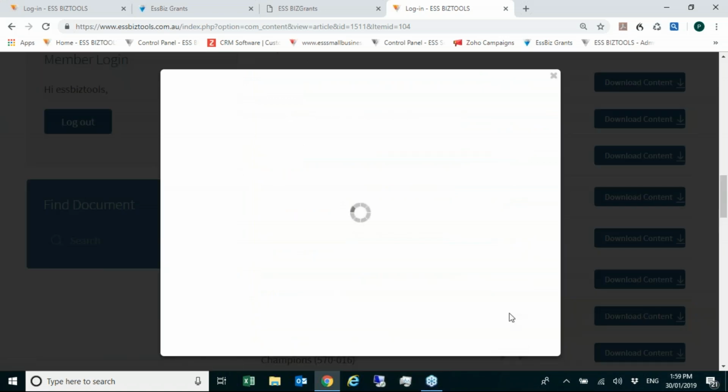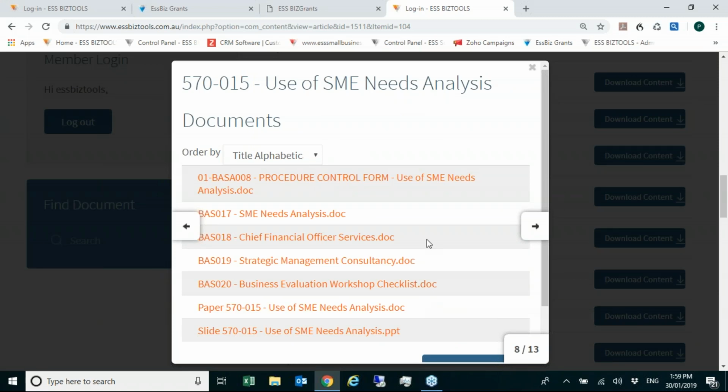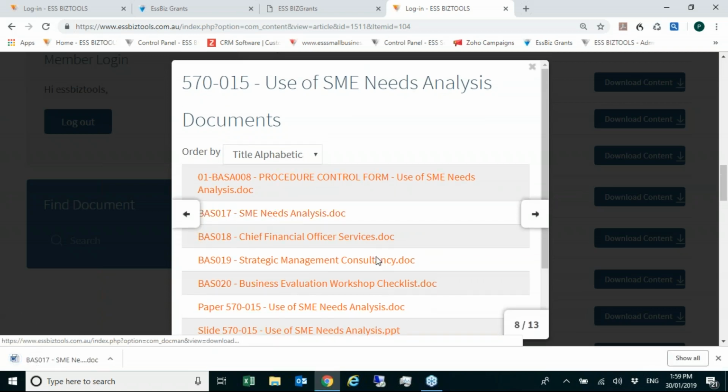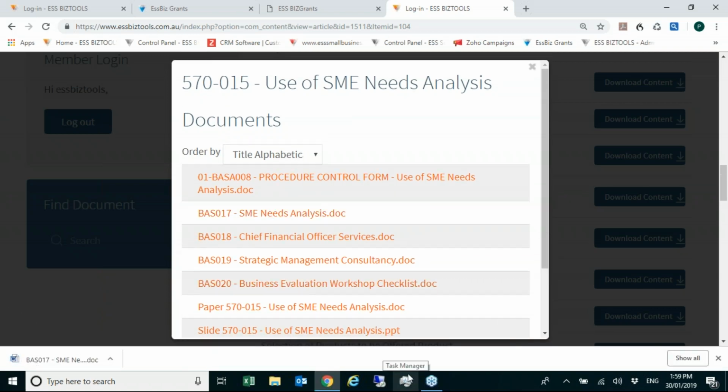But the SME needs analysis is also based on a FMRC document that was produced many years ago, which with Andrew Geddes' permission, we have expanded.